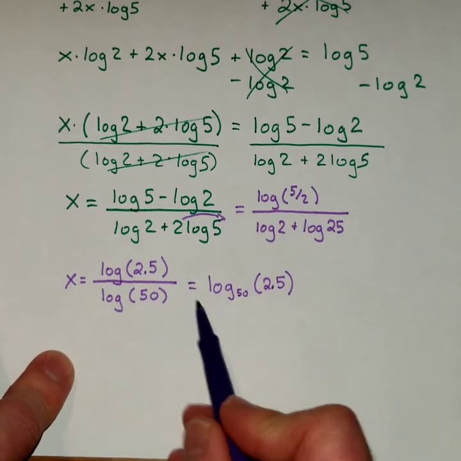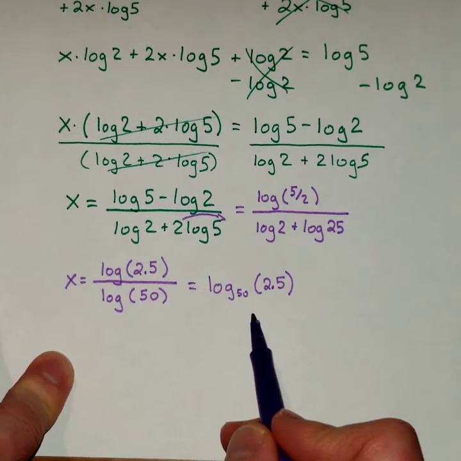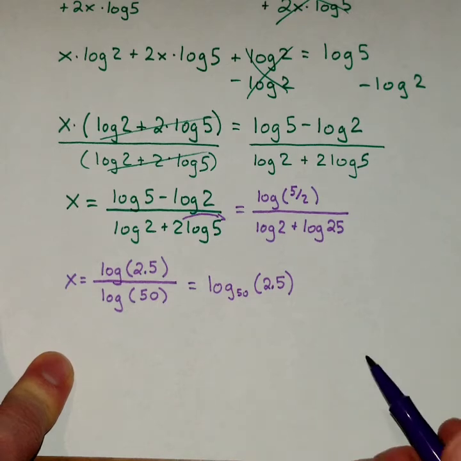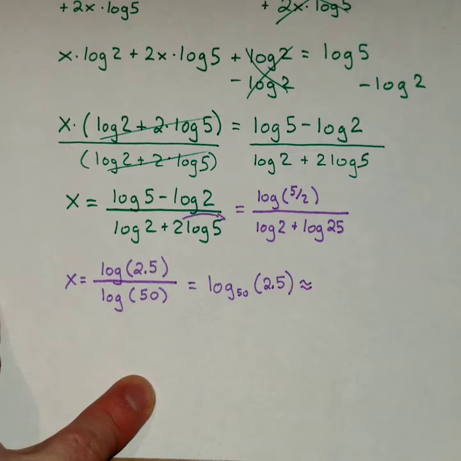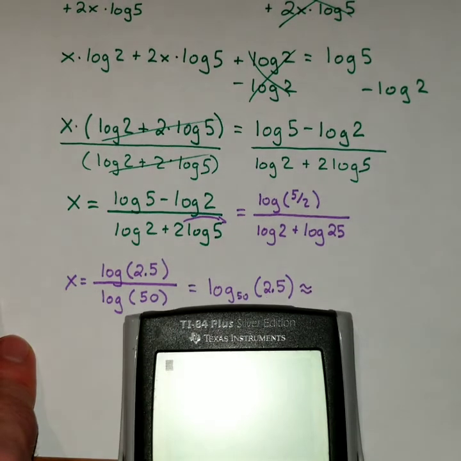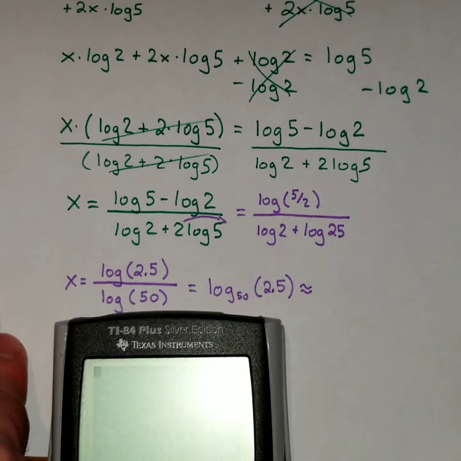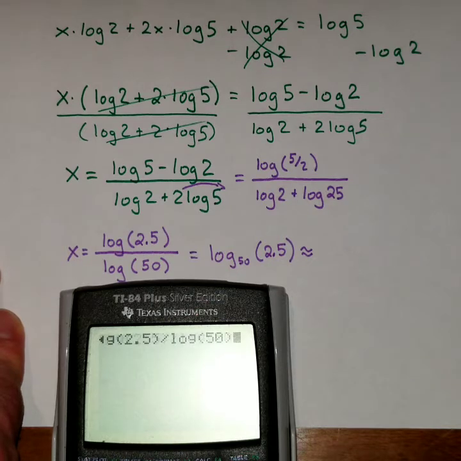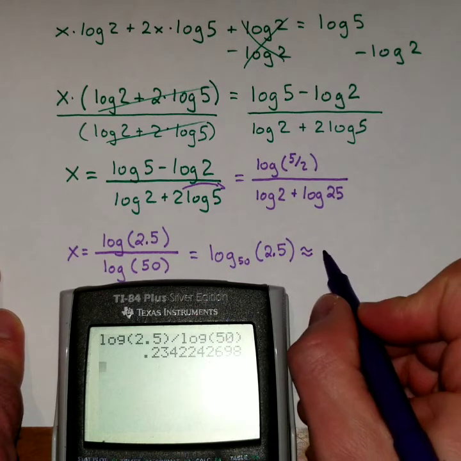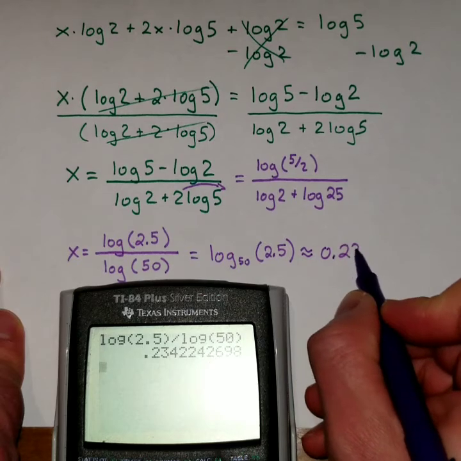Alright, so that would be a great answer. It's nice and simplified. It's an exact form. I've never rounded anything off. I could also go ahead and find the decimal approximation for that. So on my calculator, I could try log of 2.5 divided by the log of 50, and that gets me approximately 0.234.